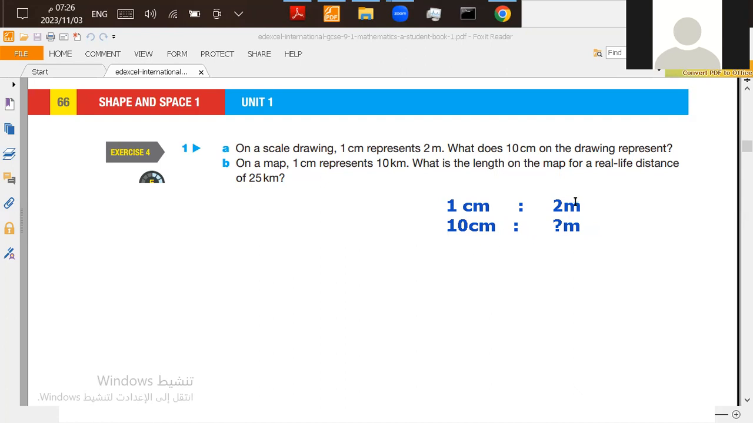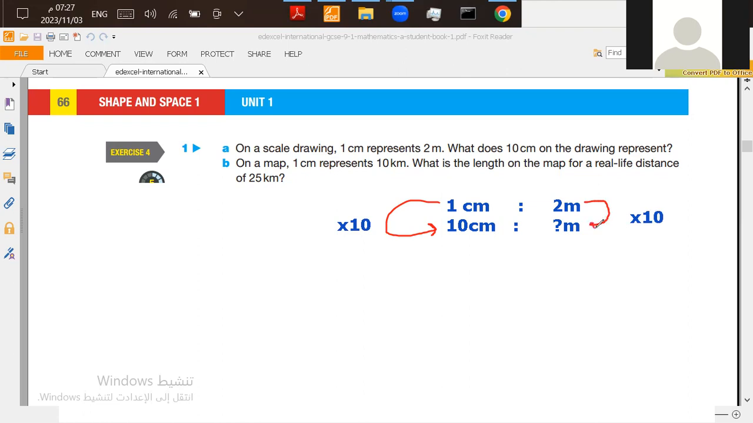This one increases, so this one will increase. How can I know the answer? First, I have to say, how did the 1 become 10? By multiplying by what? Because that's a scale, 1 centimeter became 10 centimeters because we multiplied by 10. And how would you know? By dividing: 10 divided by 1 gives me 10. So because this is direct proportion, I'm going to do the same here and multiply by 10. And this is the idea of answering this question.